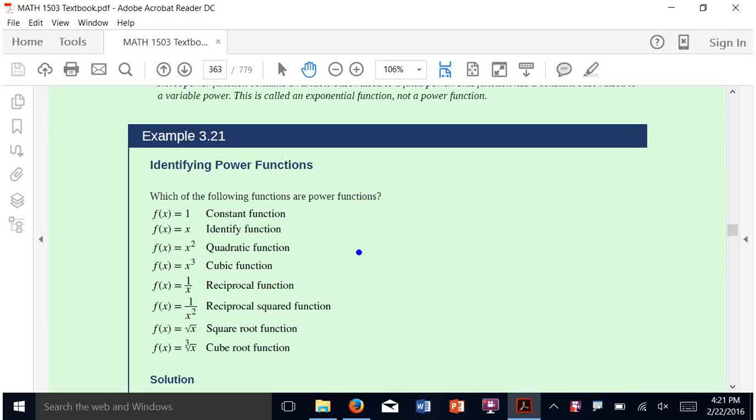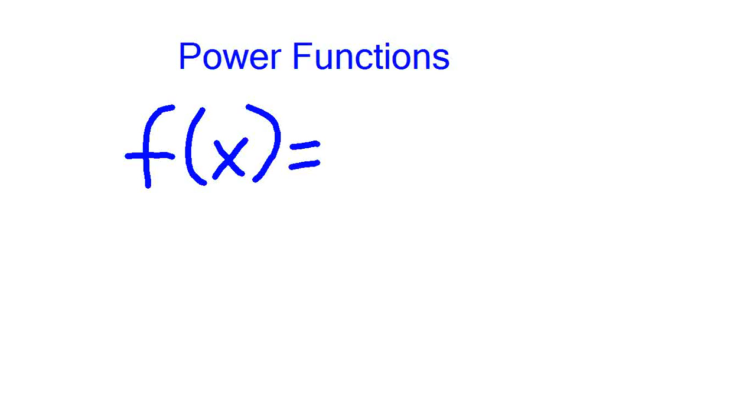Today in this video, we will talk about power functions, and then we'll end up talking about polynomials. But first, what is a power function? Well, it's a function that takes the form f of x equals k x to the p.